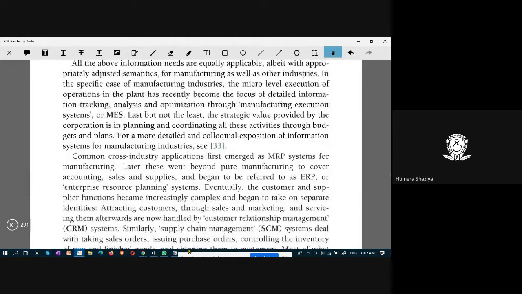Okay, I think MES stands for Manufacturing Execution System. MES, Manufacturing Execution System, deals with manufacturing as well as executing all the plans made by the organization. And then the strategic value provided by the corporation is in planning and coordinating.